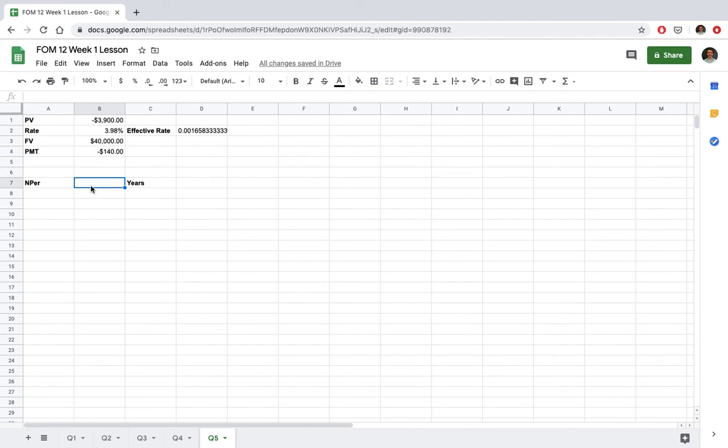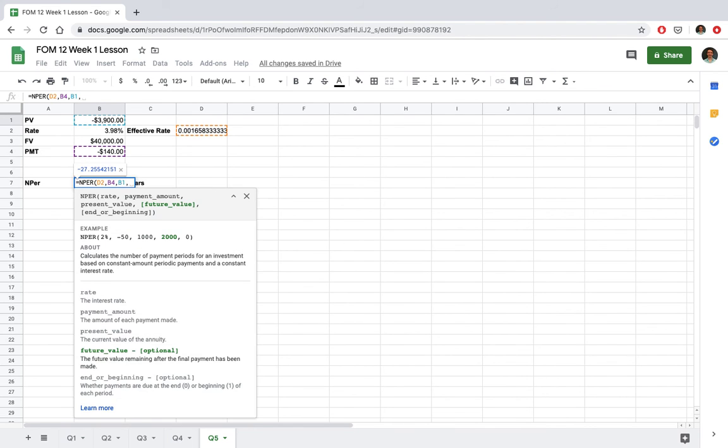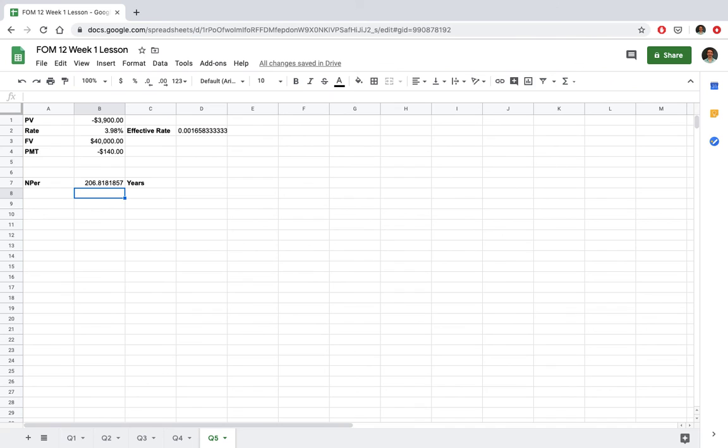And now we can calculate the number of periods. Again, we want to know the number of years. That's related to the number of periods. So equals NPER. We click on our effective rate, our payment amount, our present value, our future value, and we want to know if it's at the end or the beginning. In this case, we're told that it is at the end, so we need a 0 here. And we see 206.